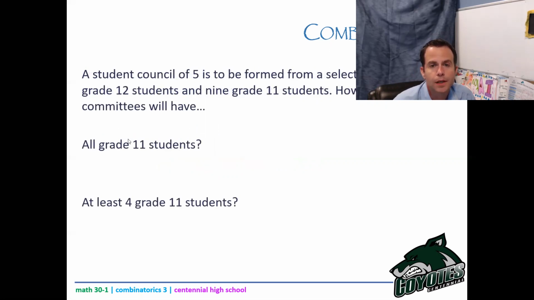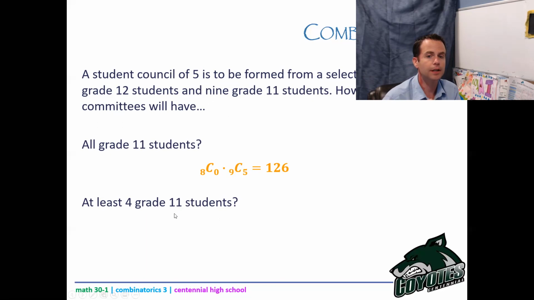Okay. A student council of 5 is to be formed from a selection pool of 8 grade 12 students and 9 grade 11 students. How many committees will have all grade 11 students? So that means I have 9 and I want to select 5 of them. There are 8 grade 12 students and I don't want any of them. So 8 select 0 is my grade 12s and 9 select 5 is my grade 11s, and that totals 126.